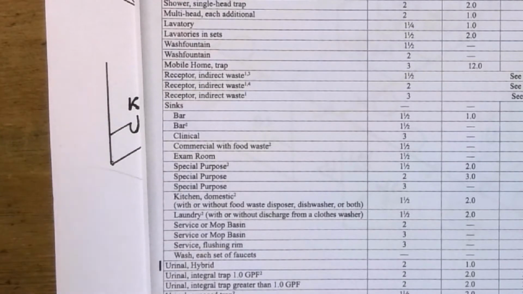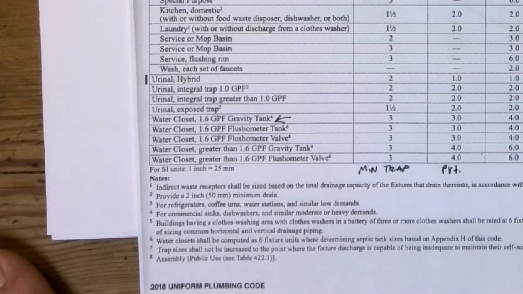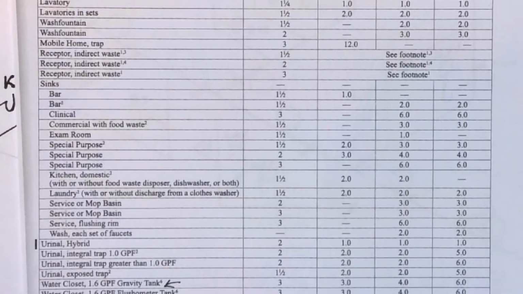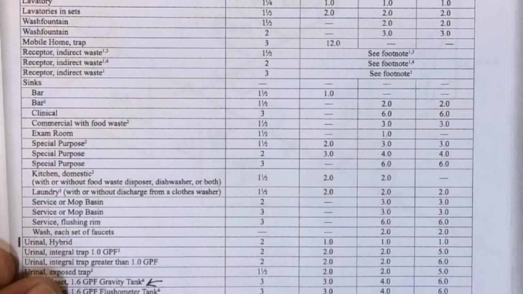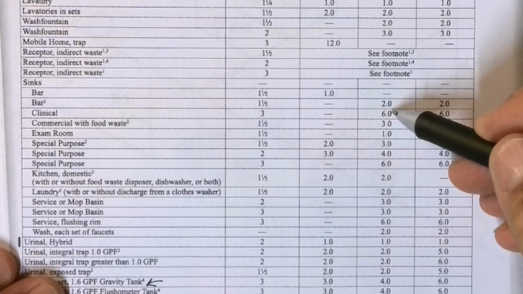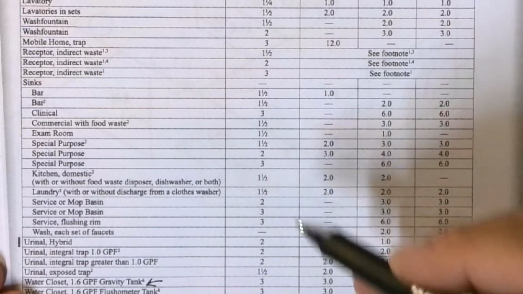So we scroll down, and it says here that for note 2, it's provide a 2-inch minimum drain. For a bar sink? Why is that? Let's take a look. Ah, here's the reason. It's in this column here, and this column over here is public use. Well, this is a private use bar sink, so we're going to use this guy over here. 1. Fixture unit value for 1. Okay, so we'll remember that.